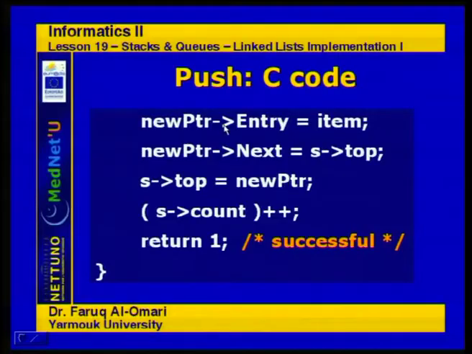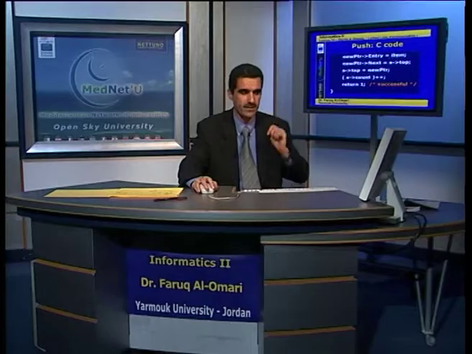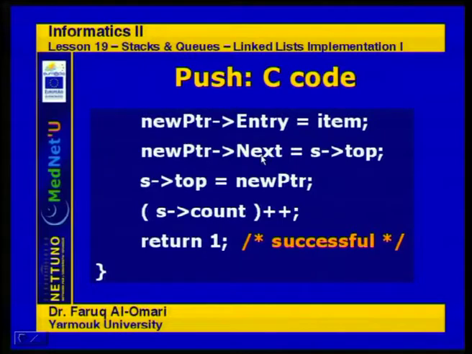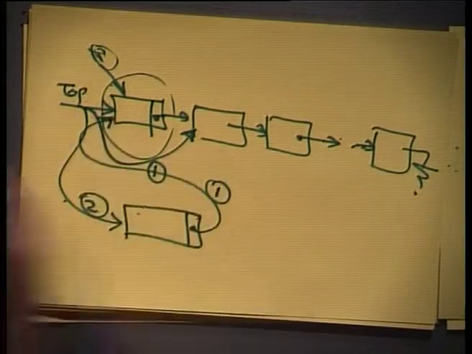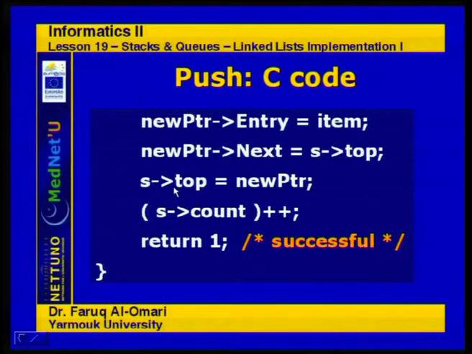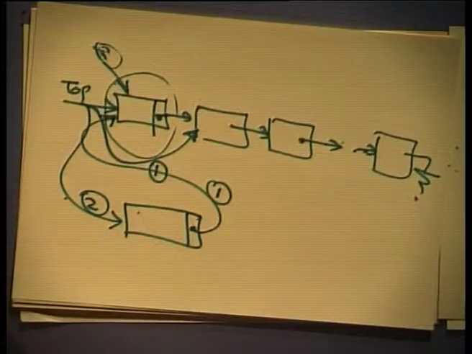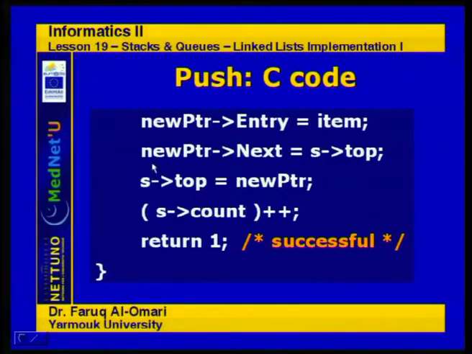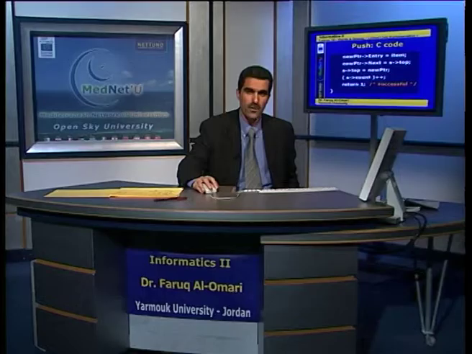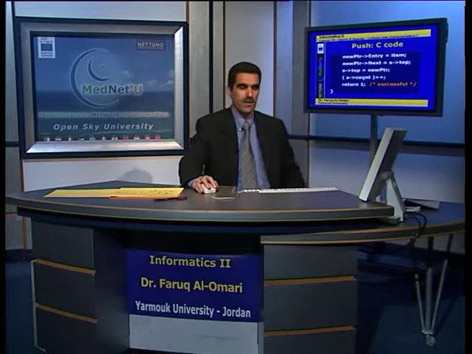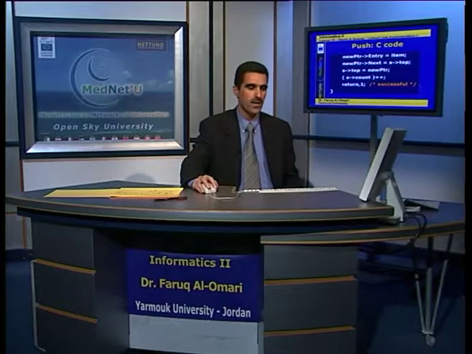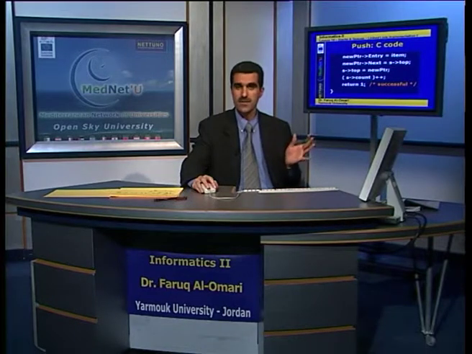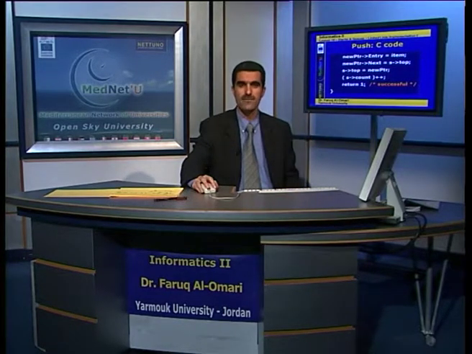New pointer arrow entry equals item. We're filling it with the data. And then new pointer arrow next equals s arrow top. Okay? This is step number 1. And then s arrow top goes to new pointer. True? And we have seen these 2 lines before. Before I just go back, I need to make sure to increment my counter in here, as I have 1 extra node in my list. And then this is a successful return, and that's why I'm returning 1. Okay? It's very simple, very straightforward, similar to what we have seen before.